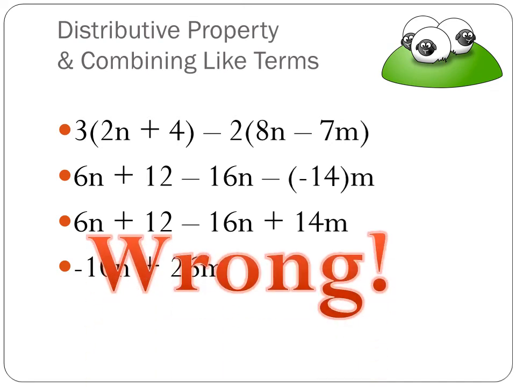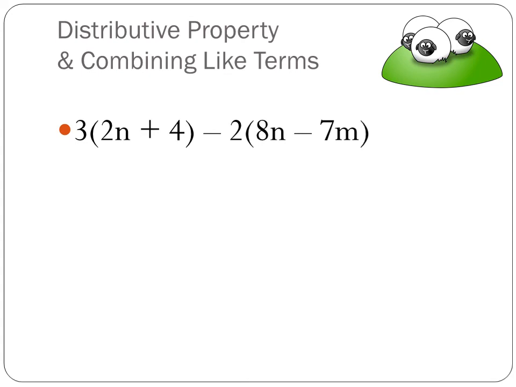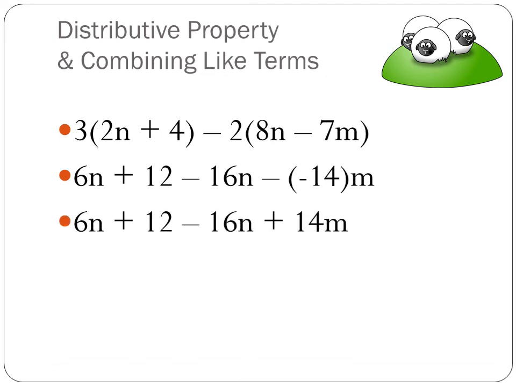Is that correct? No. Why is it not correct? Well, for one, my 12 does not have the same variable as my 14m. I can't add those together. Let's try another. Same one. Let's do it again. So here I am again. 6n plus 12 minus 16n minus negative 14m. Remember, that's going to give me 6n plus 12 minus 16n plus 14m. Negative 10n plus 12 plus 14m.